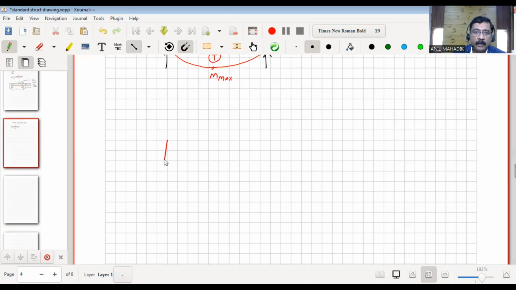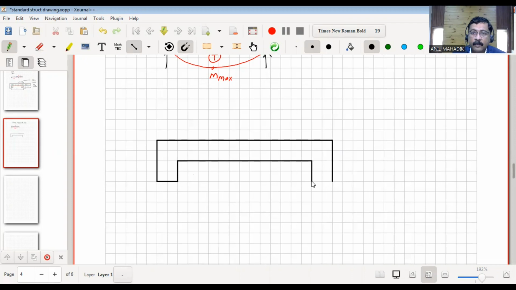So for example, let's say we have one simply supported slab like this. Let's say this is a beam. We can say there are only two beams here. So there is no continuation to the right side or continuation to the left side. That means we can assume this as simply supported.